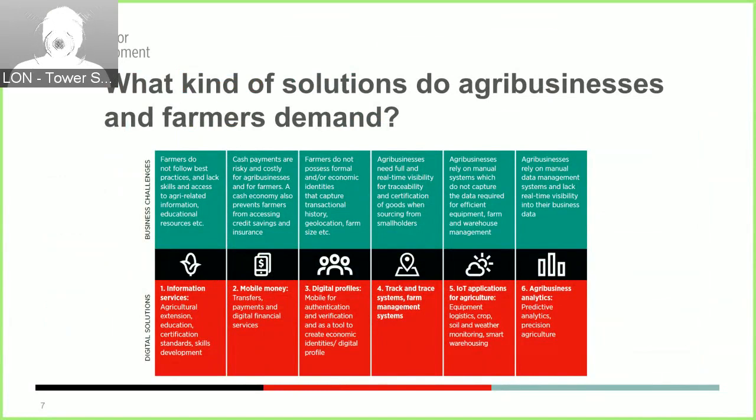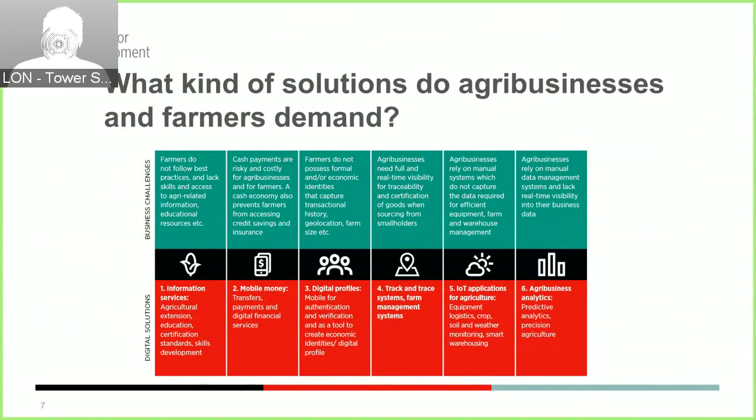So when it comes to mobile money now, the second solution here from the left, we know that cash payments are risky and costly for agribusinesses and for farmers. And to address these pain points, there is an opportunity for mobile money providers to digitize payments, business-to-person payments, but also cash transfers. We can think about government-to-person payments for agricultural subsidies. And by doing that, eventually, we can enable over time financial inclusion for farmers as they move from a cash economy to a formal economy.